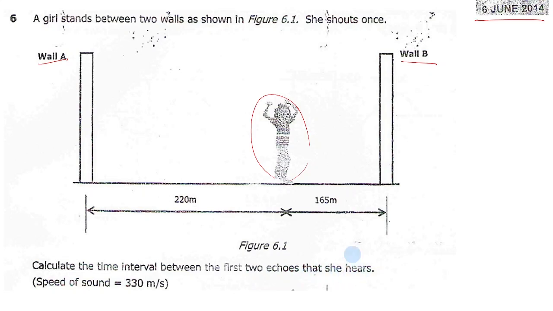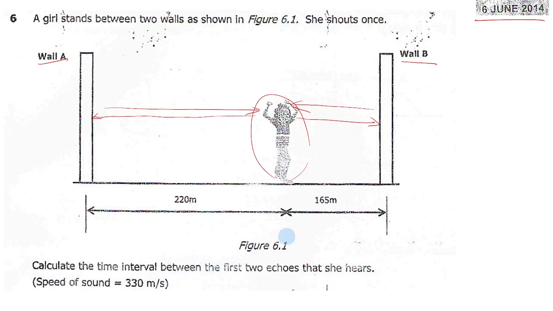So the time interval is the time that elapses between the two. So when this girl shouts, her sound will move like this, comes here, and bounces back to her ear. Also, at the same time, the other sound can go here, bounce there, and come back to her. Now, what they want is the time difference. Time interval is time difference.